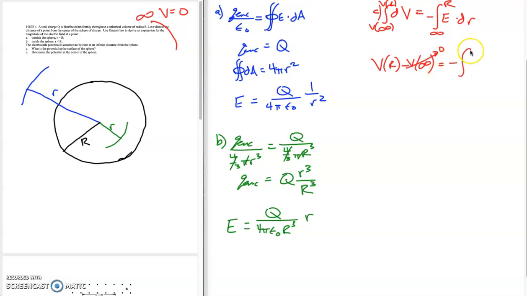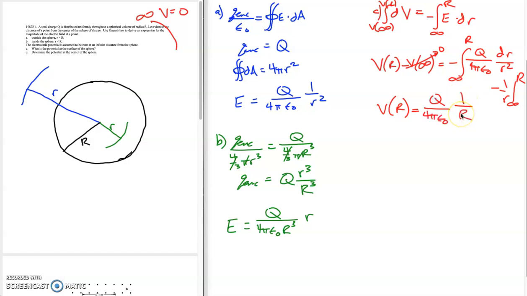And then this is going to be really far away to the surface of Q over 4 pi epsilon naught dr over r squared. So we have all these constants that go along for the ride, and then we integrate 1 over r squared, which gets us a minus 1 over r that we will evaluate between really far away and the surface. So a minus and a minus cancel each other out, and we get V at the surface is equal to Q over 4 pi epsilon naught 1 over R.